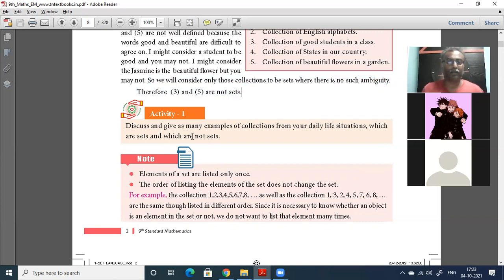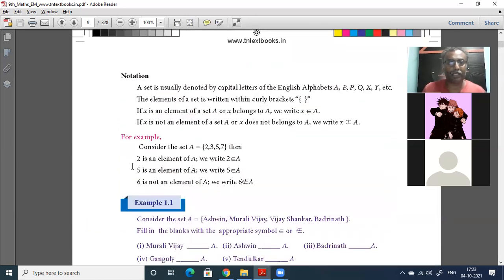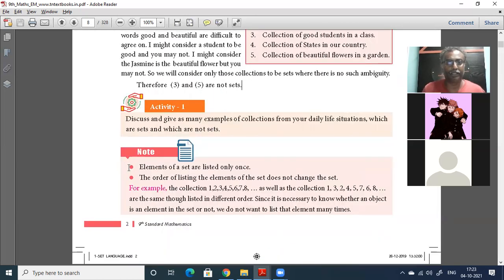So 3 and 5 are not sets. Don't read the activity and all. Read the note.